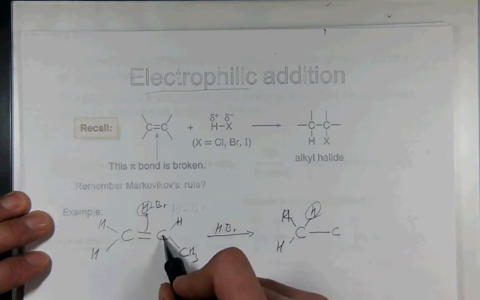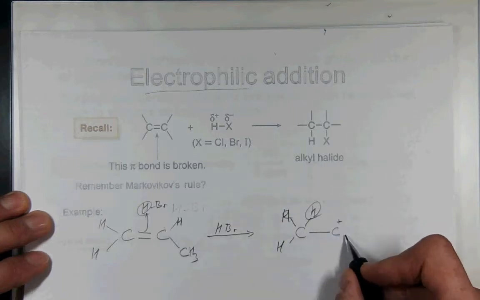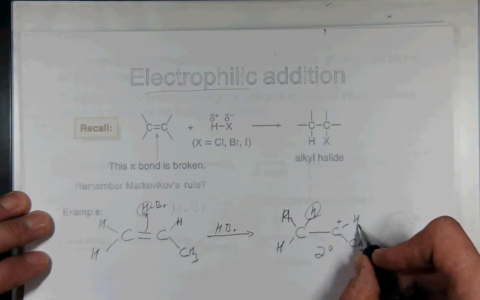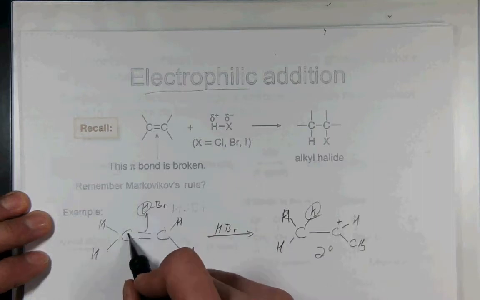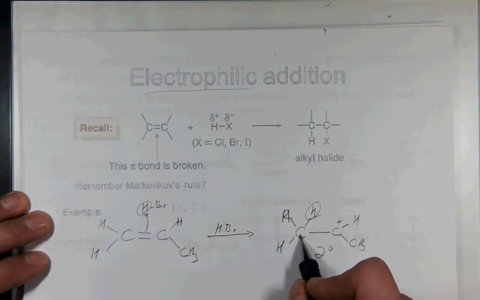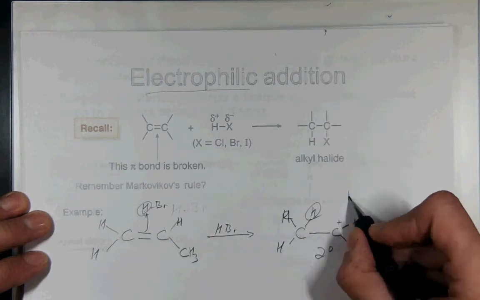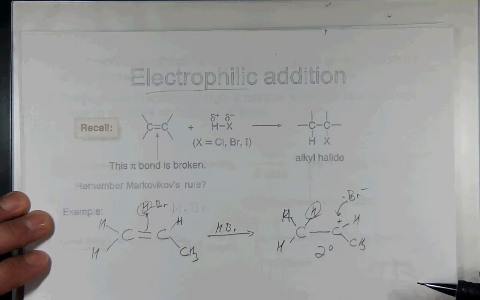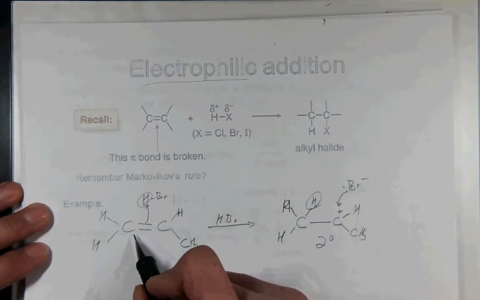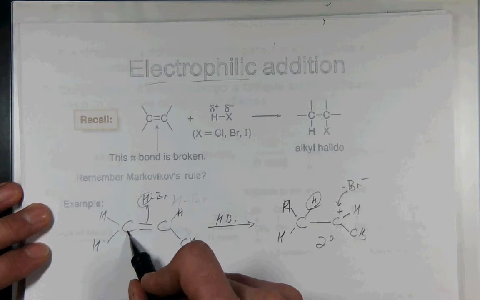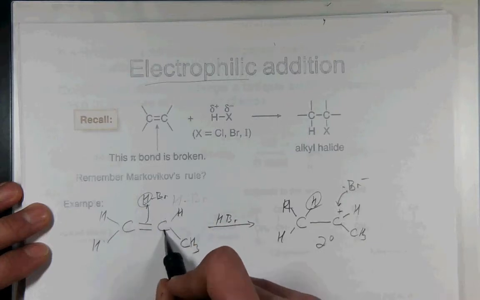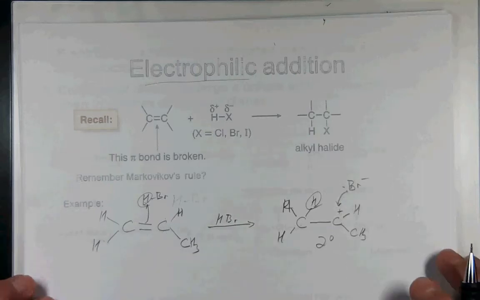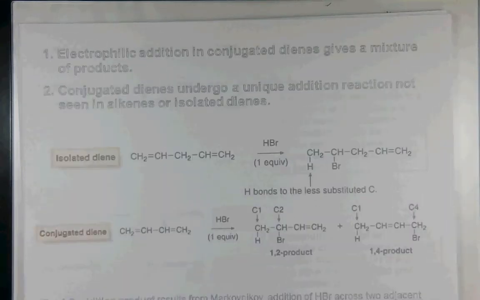The double bond is gone. That generates a carbocation here, and it's a secondary carbocation. Notice the hydrogen goes to the carbon with the most hydrogens, generates a more stable secondary carbocation, and then the bromide ion bonds to the carbocation. So Markovnikov's rule: the hydrogen goes to the carbon with the most hydrogens. In this case, the bromine goes to the second carbon, so we get 2-bromopropane instead of 1-bromopropane. Alright, so that's fine.